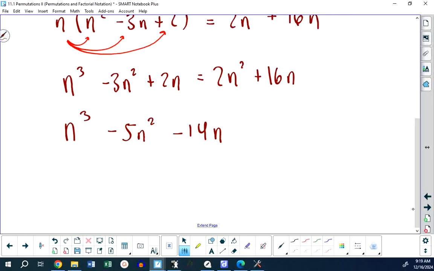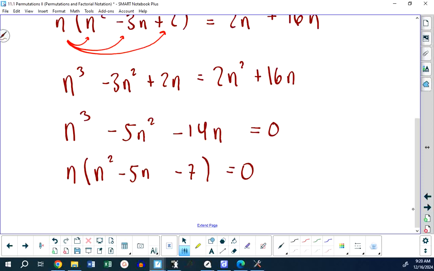Is my subtraction right? 2n minus 16n is negative 14n. I've got my n cubed. I've got negative 3n squared minus 2n squared. Looks good. So the reason why we don't have to worry about synthetic division or anything, we can factor out an n. So we kind of lucked out.